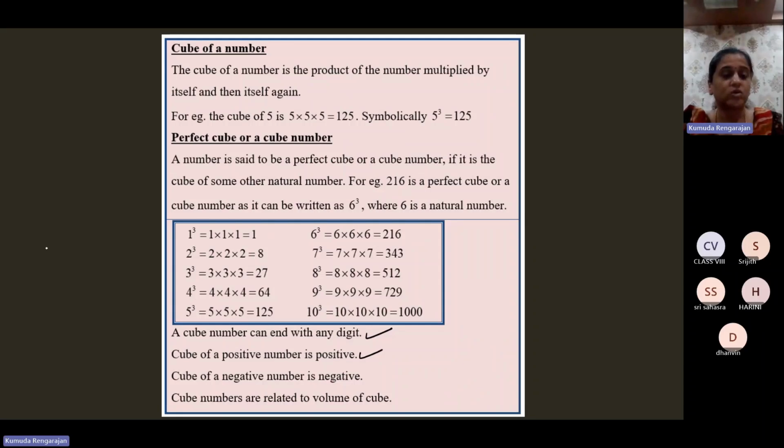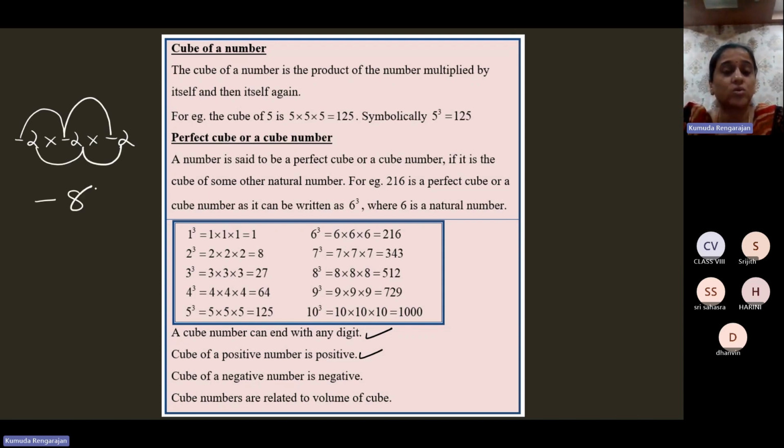Cube of a negative number is negative because -2 into -2 into -2. Now you understand, cube of a number means multiply the number with itself and then itself again. So -2 cubed means -2 into -2 into -2. Minus into minus is plus, plus into minus is minus. 2 2s are 4, 4 2s are 8. So we see that the cube of a negative number is negative.